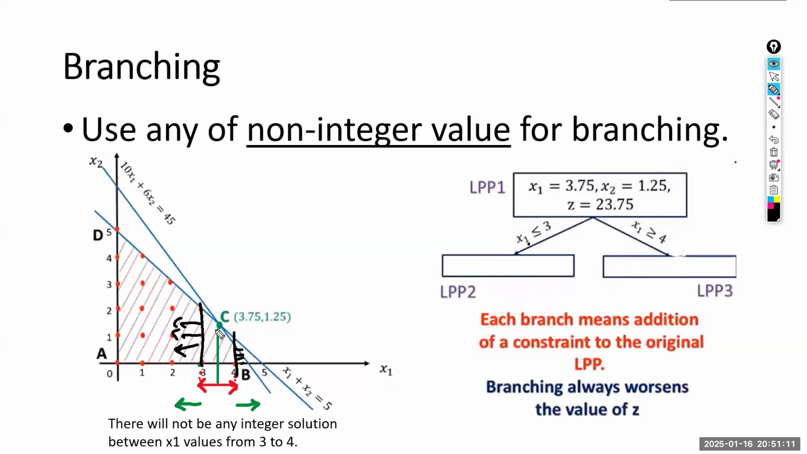or this part. But definitely not here, because these are not integer solutions. So now we have done the first branching. Each branch means addition of a constraint to the original LPP. Branching always worsens the value of Z.